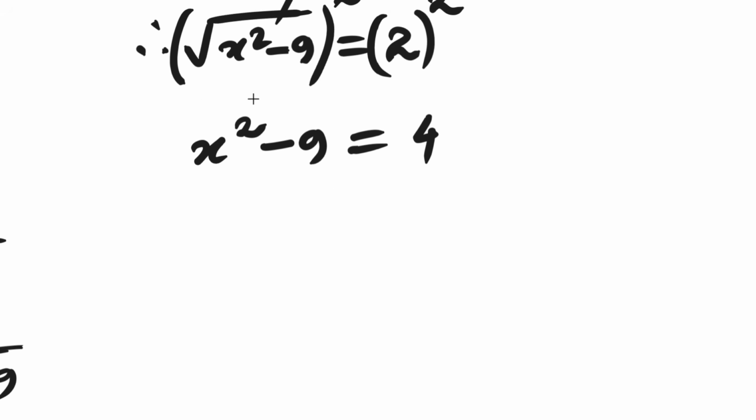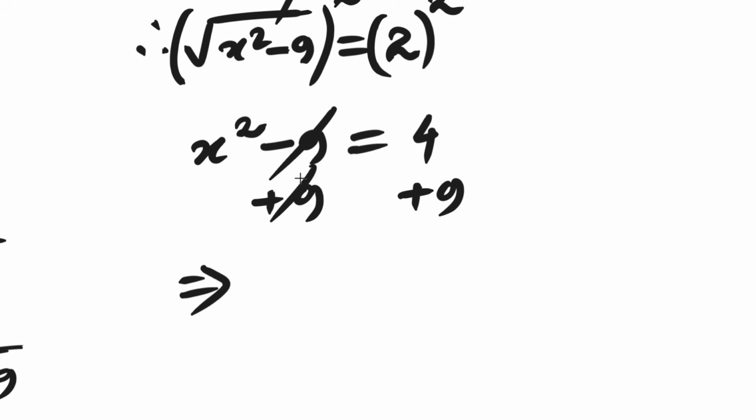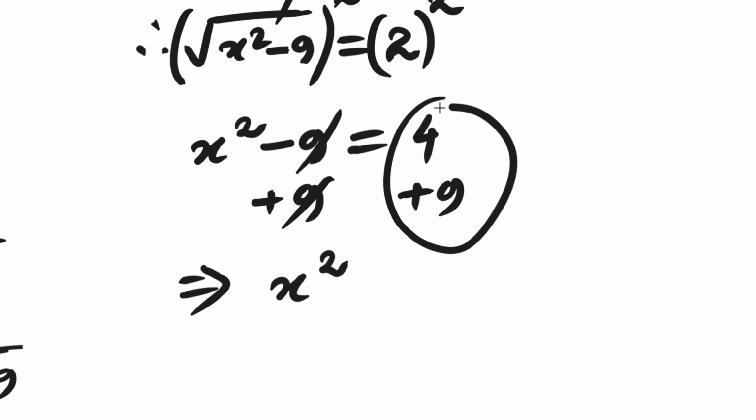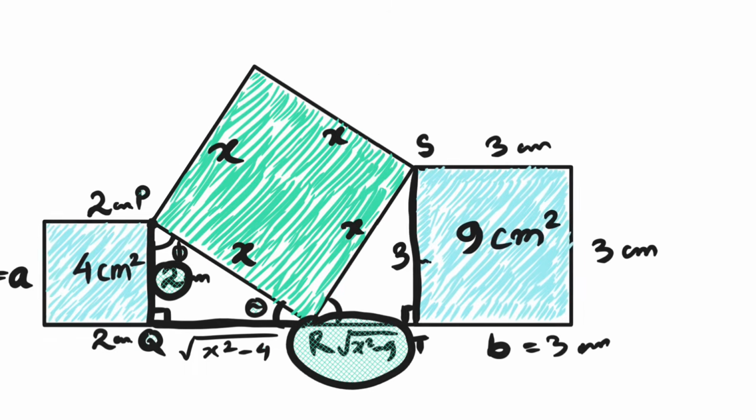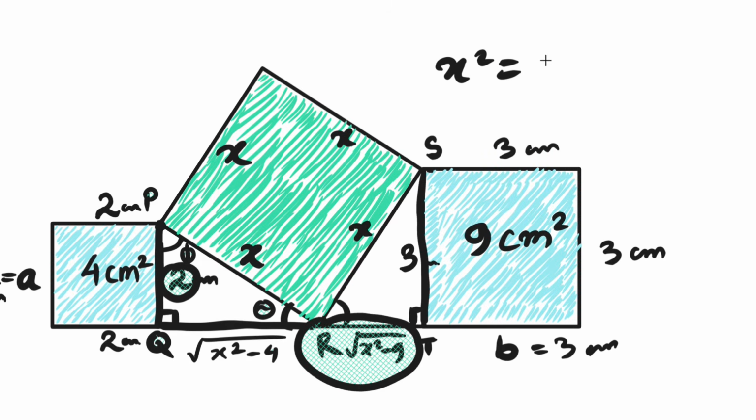Now, we want x squared by itself. Add 9 to both sides. On the left, negative 9 and positive 9 cancel, leaving x squared. On the right, 4 plus 9 equals 13. Therefore, x squared equals 13.